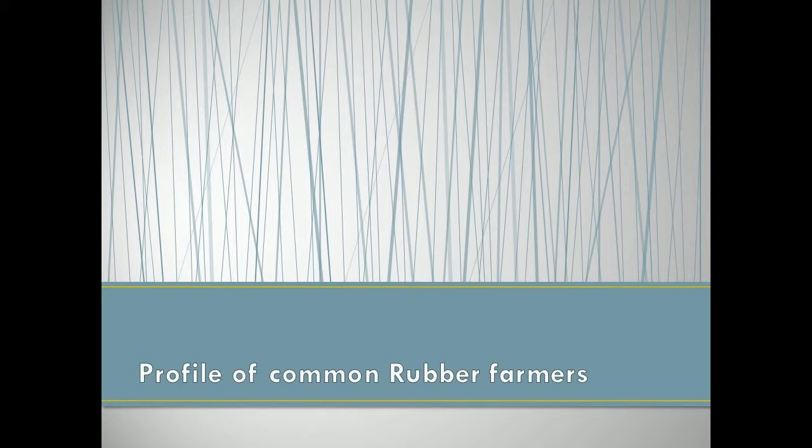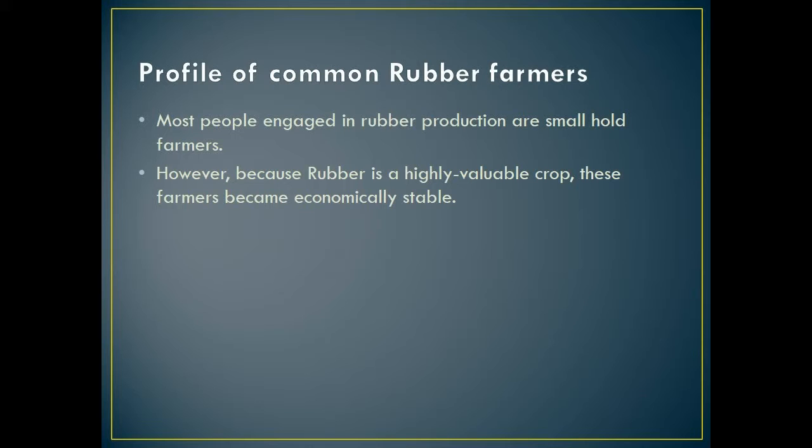Profile of common rubber farmers. Most people engaged in rubber production are smallholder farmers. However, because rubber is a highly valuable crop, these farmers became economically stable.